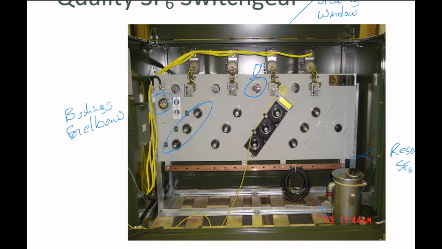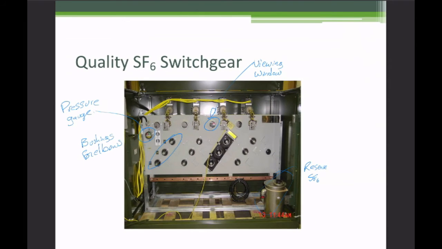And then, of course, we have a pressure gauge which will indicate that the pressure inside the tank is in the correct range. Always check that before you operate the switch, and get a supervisor involved if that number is not showing where it should be.